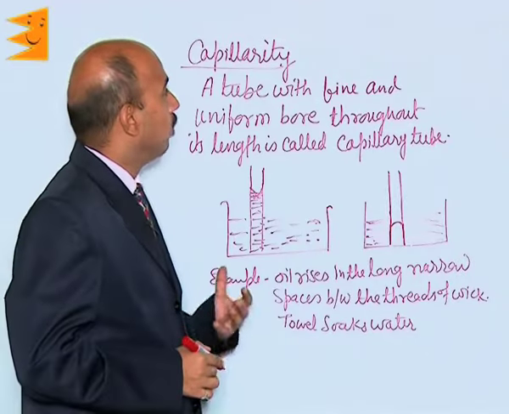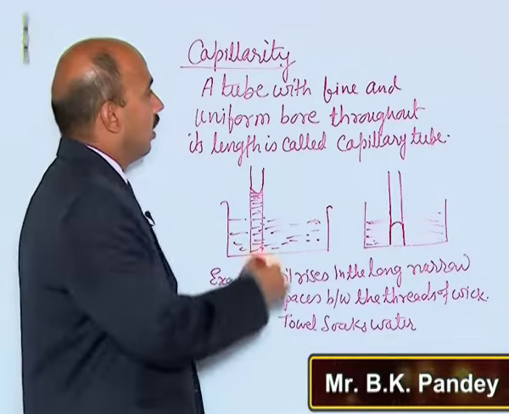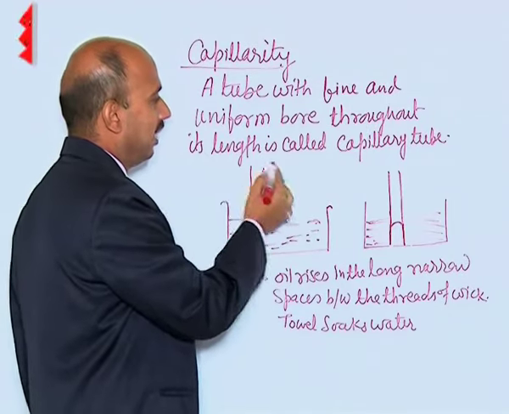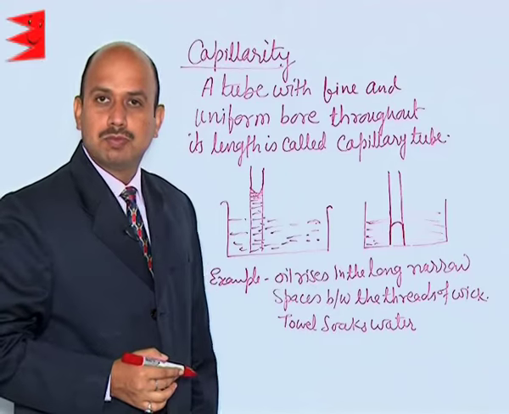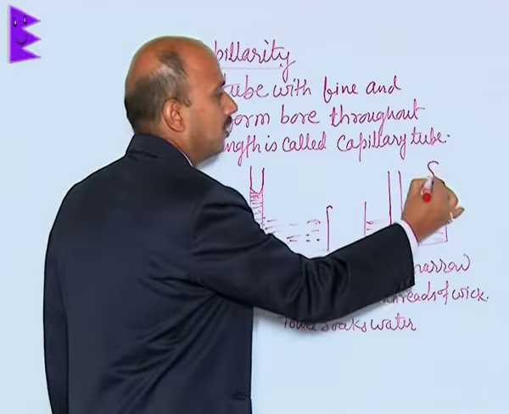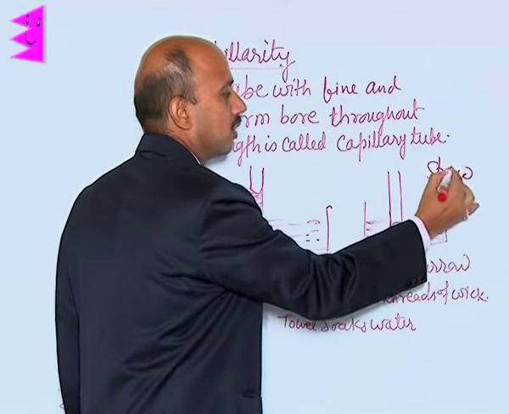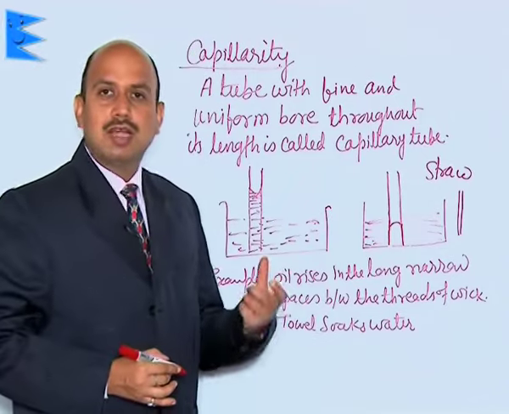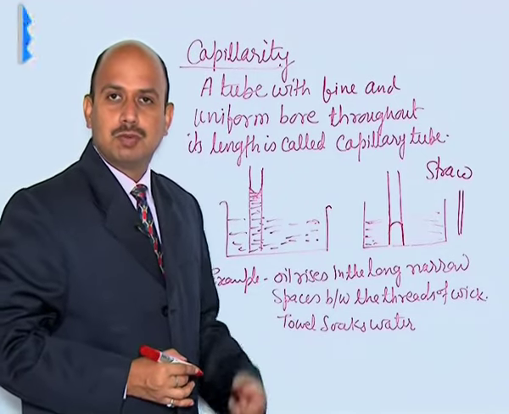Now see our next topic, that is capillarity. A tube with fine and uniform bore throughout its length is called a capillary tube. You might have seen examples like a straw, any thin pipe which has a hole in it, that is called a capillary tube.